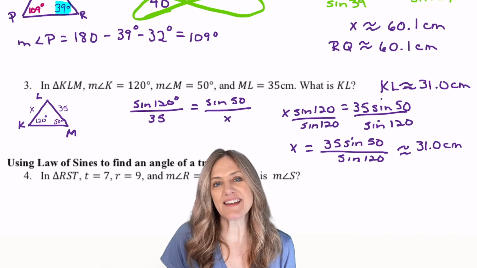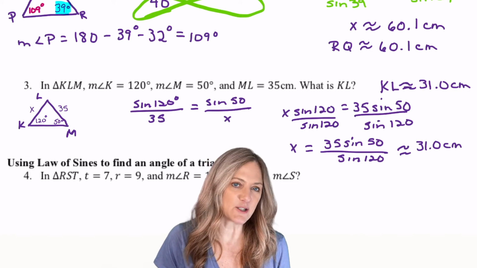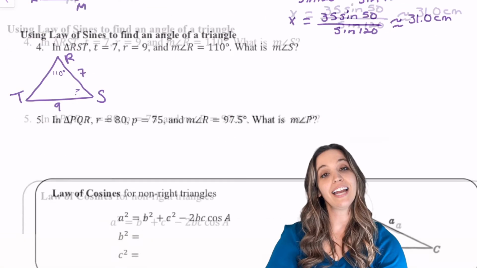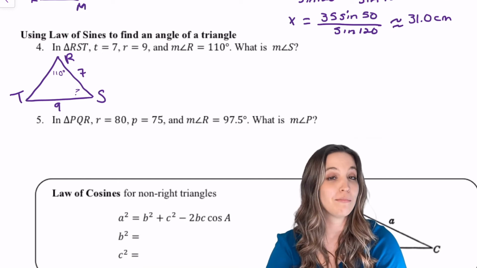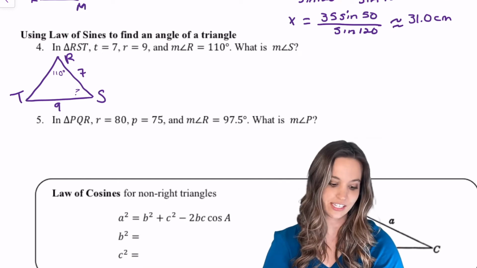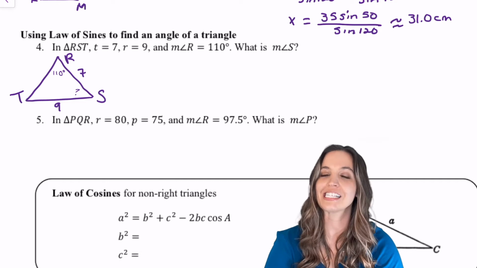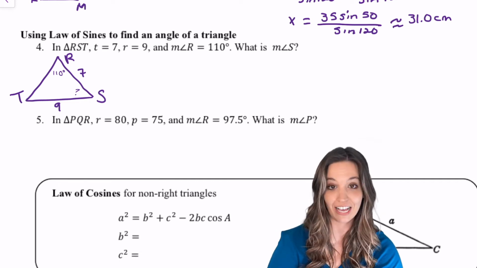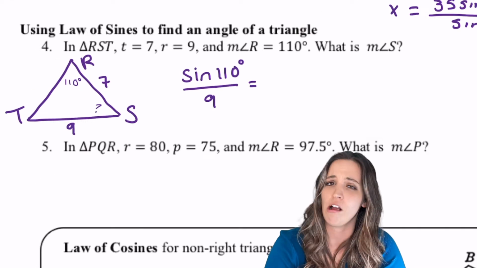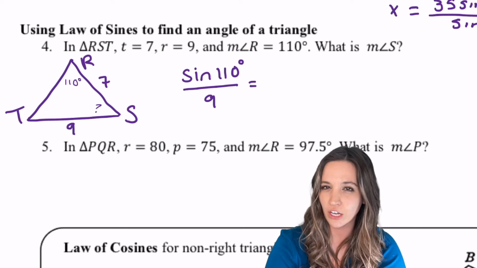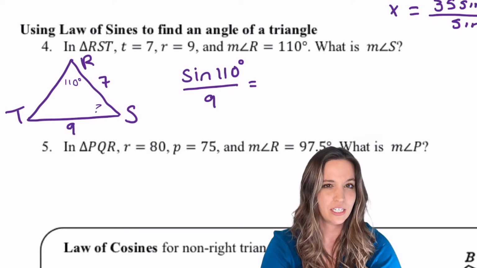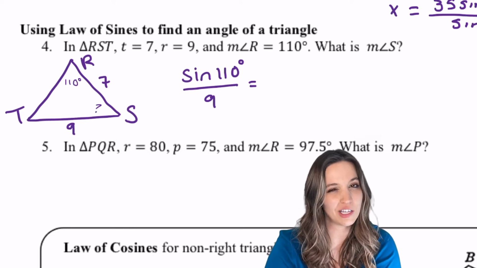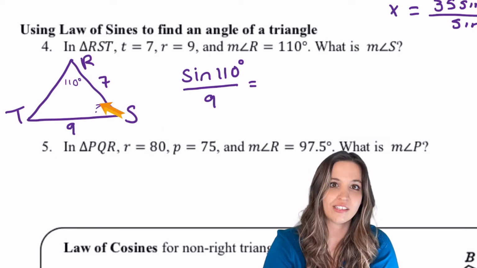The measure of KL is approximately 31 centimeters. Now let's try using law of sines to find a missing angle. Looking at this next one, we have triangle RST and we want to find the measure of angle S. I know the measure of angle R and the side opposite, so sine of 110 degrees divided by 9. So to find the measure of angle S, it'd be sine of angle S divided by the side opposite.